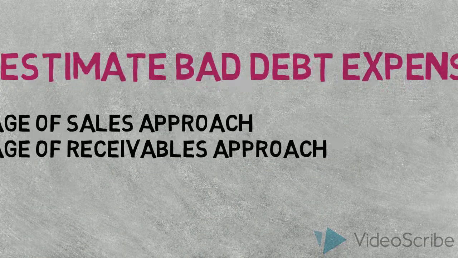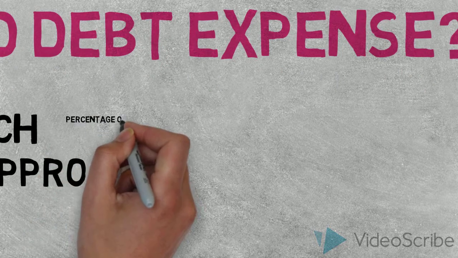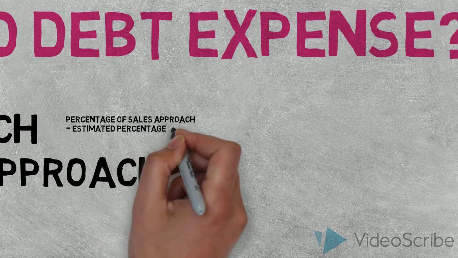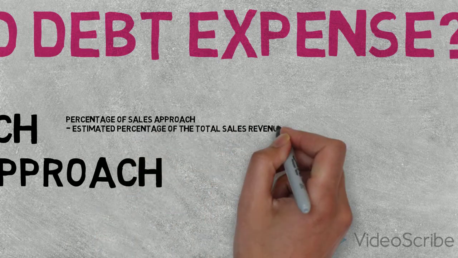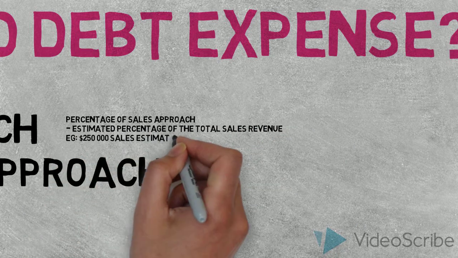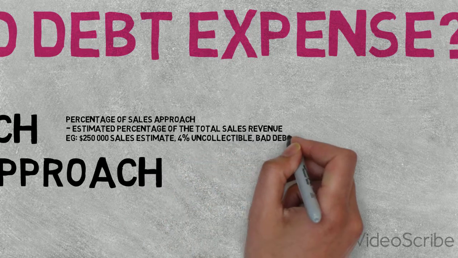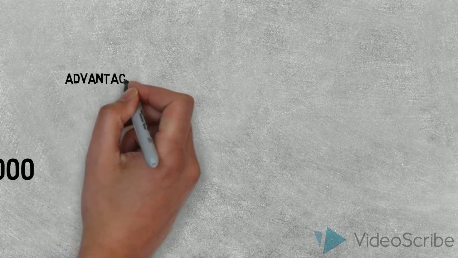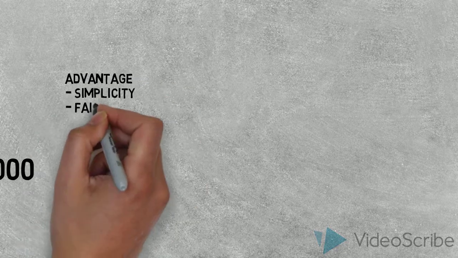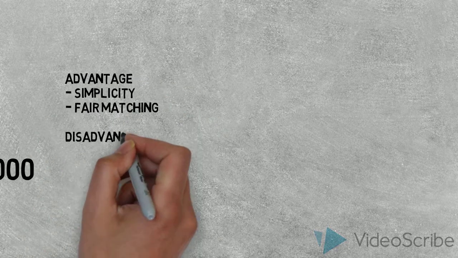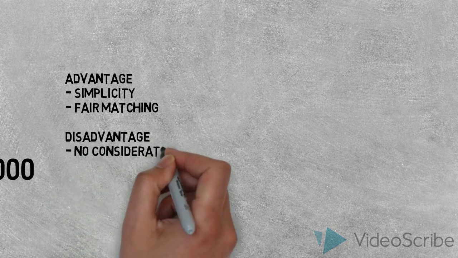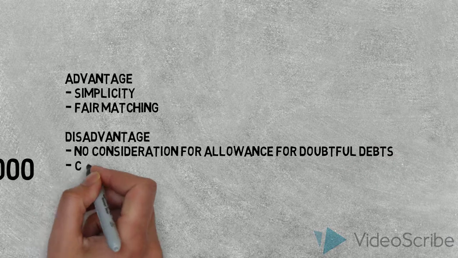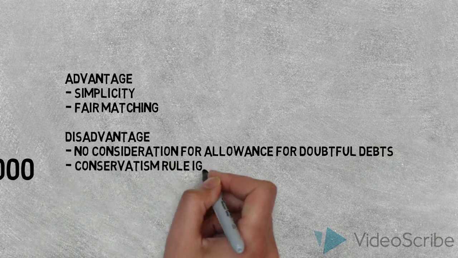The percentage of sales approach. First, we estimate the percentage of the total sales revenue. With $250,000 in sales estimated at 4% uncollectible, bad debt expense would be $10,000. Its advantage is its simplicity, and it is fair matching. Its disadvantages include no consideration for allowance for doubtful debts, the conservatism rule being ignored, and that it may overstate assets.